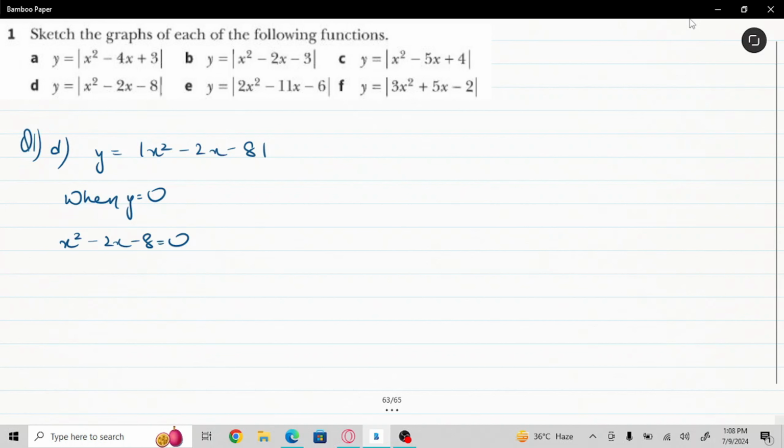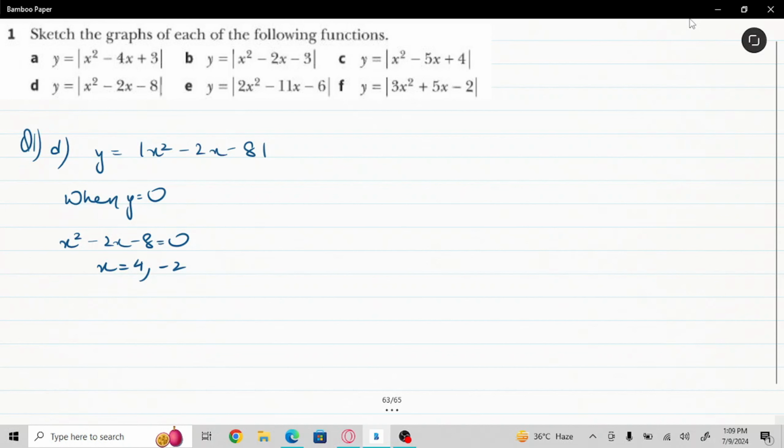Again, I'm going to use my calculator to solve this quadratic equation. We have done in the previous chapters how to solve these equations: the quadratic formula, the completing the square method, or the factorizing method, whatever you find easy. For now, I'm going to go with the calculator: 1, minus 2, and negative 8. You're going to get x is equal to 4 and x is equal to negative 2. So we have two values for x.